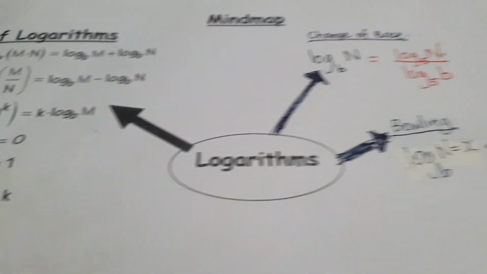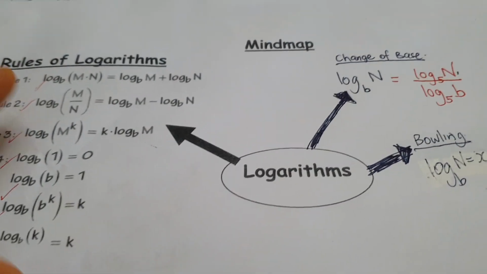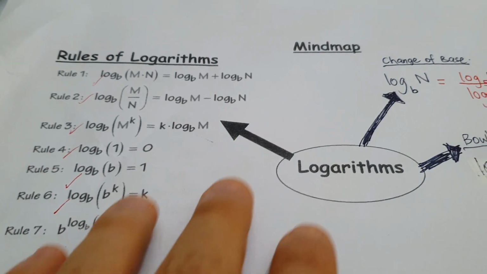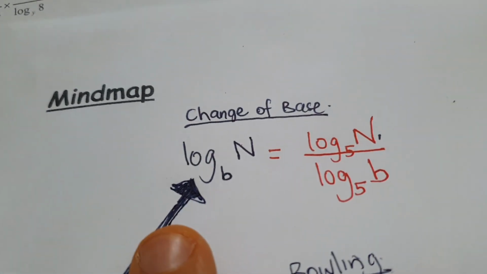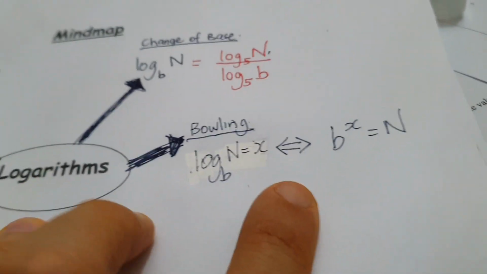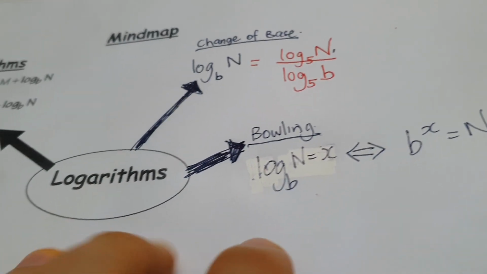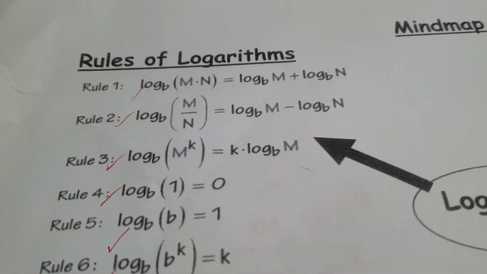So it's good to have this mind map with you, and in your mind map, I've only given you this part. I did not give you this part, so you can add in the change of base, which I've done in the video just now. Bowling, which you have done from day 1. And I just want to highlight all the rules.